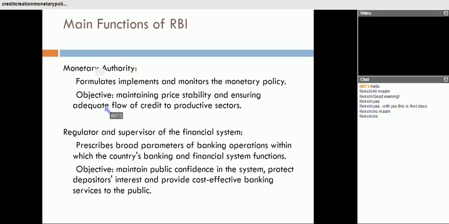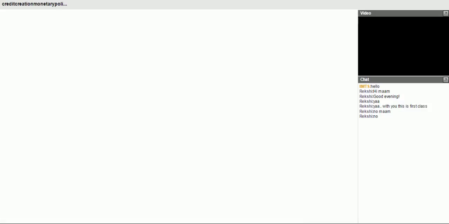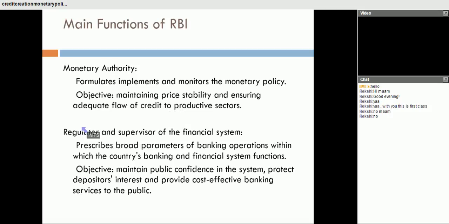So, the central bank has the monetary authority. It formulates, implements, and monitors the monetary policy. Its objective is to maintain price stability and ensure adequate flow of credit to the productive sectors. It is the regulator and supervisor of the financial system. It prescribes broad parameters of banking operations within which the country's banking and financial systems function. The objective is to maintain public confidence in the system, protect depositors' interest, and provide cost-effective banking services to the public.